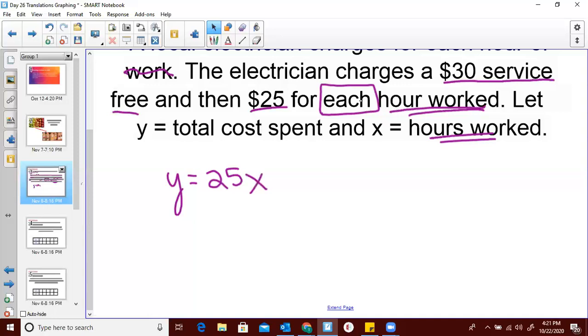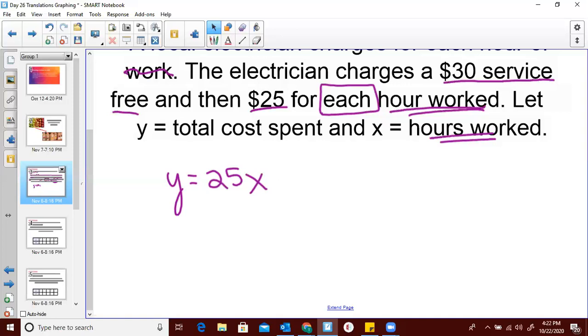Remember, when we see this word each, it's like each, per, every. Those were kind of like red flag words from when we were doing translations for equations and inequalities. So we have Y equals 25X. Remember, an X is for each hour worked. Then we have another number in our word problem, and that is the electrician charges a $30 service fee.